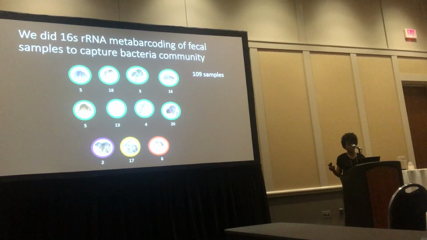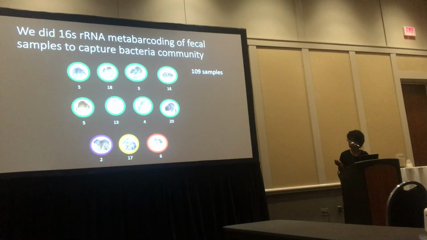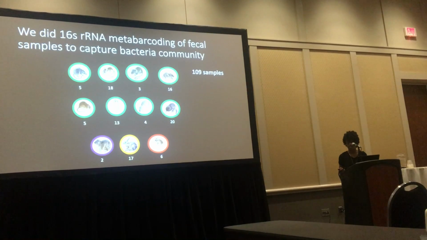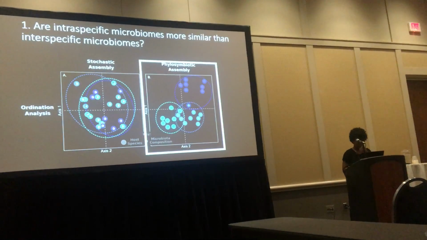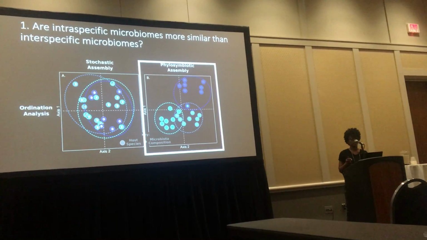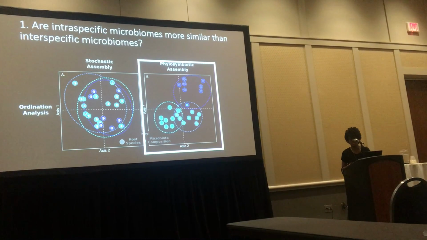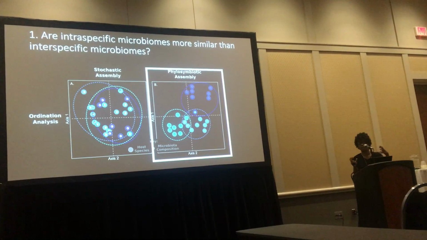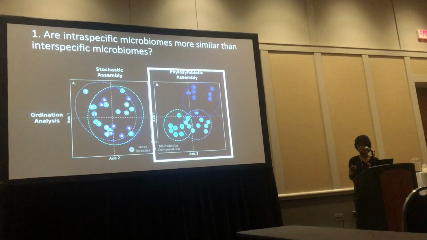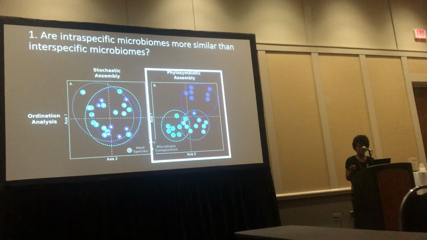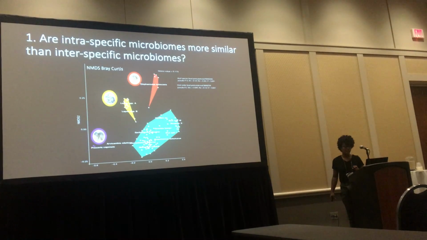For all the data that you're going to see, we did 16S rRNA metabarcoding of fecal samples. The numbers at the bottom are the sample sizes. And in total, for this talk, we used 109 samples. So for the first part, my first question, are intraspecific microbiomes more similar than interspecific microbiomes? We started testing the first part of the phylosymbiosis concept. And I'm hoping to see this clustering of the microbiome based on species. And we do see that.